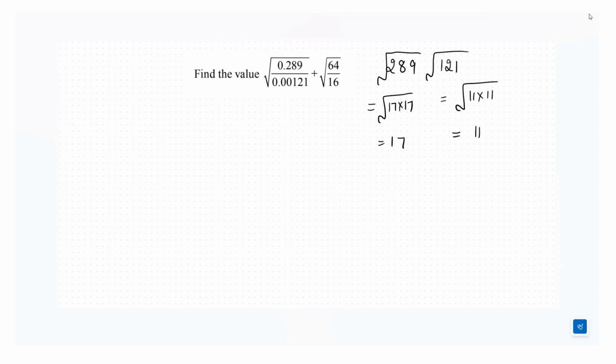But now they have given you 0.289 and 0.00121. So don't get confused with this. Now let's understand how to solve such questions.